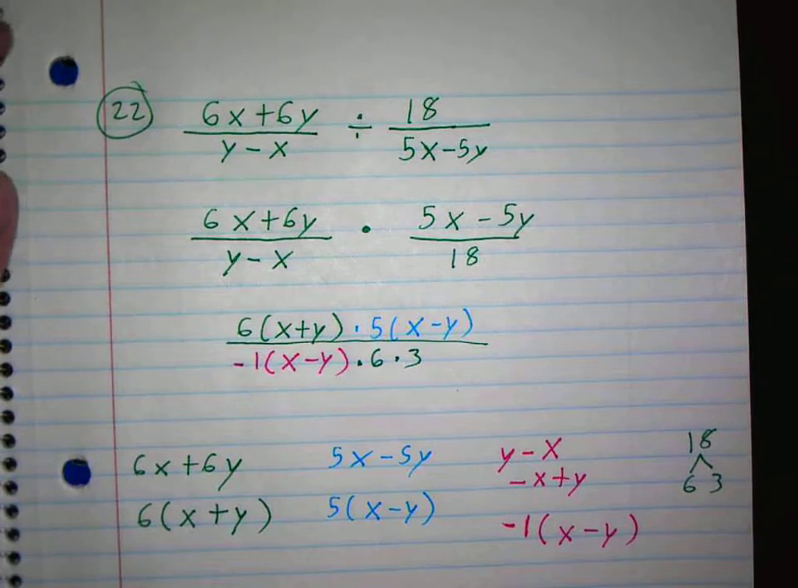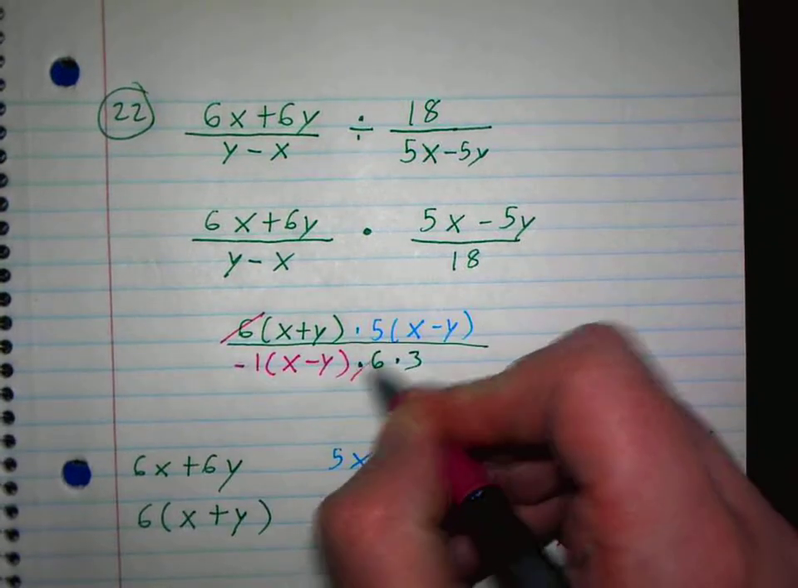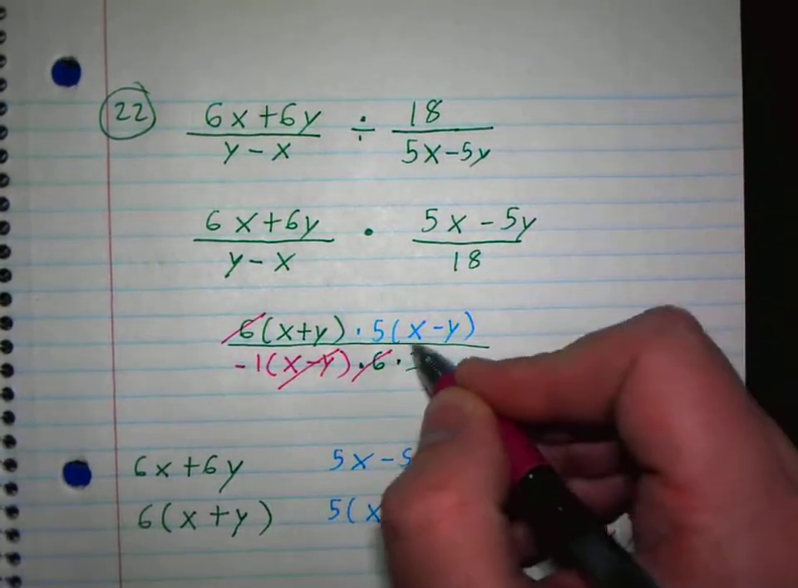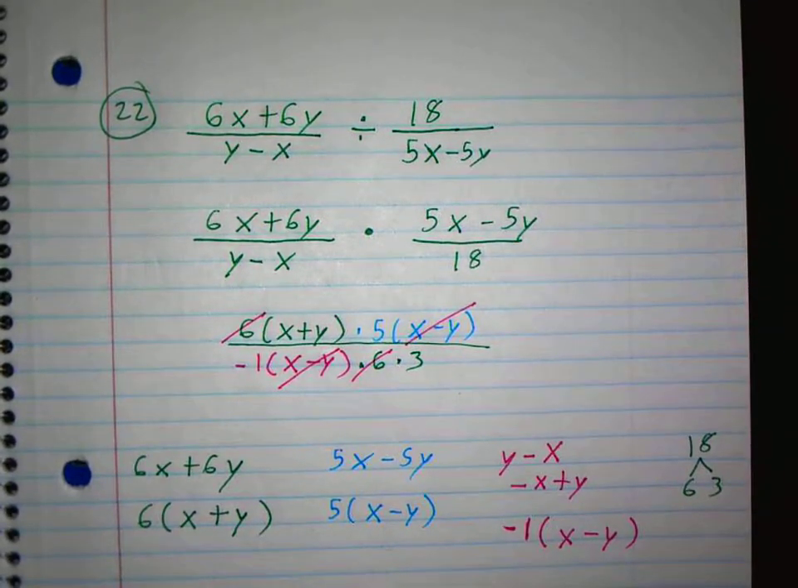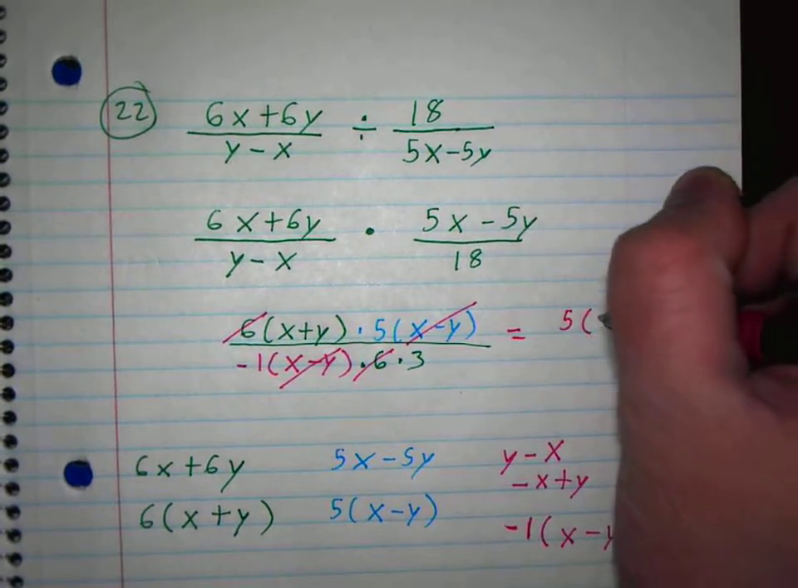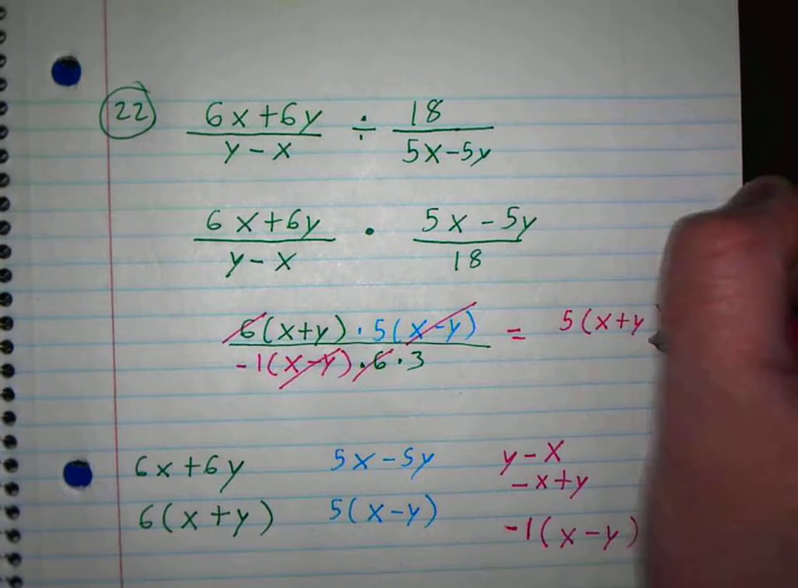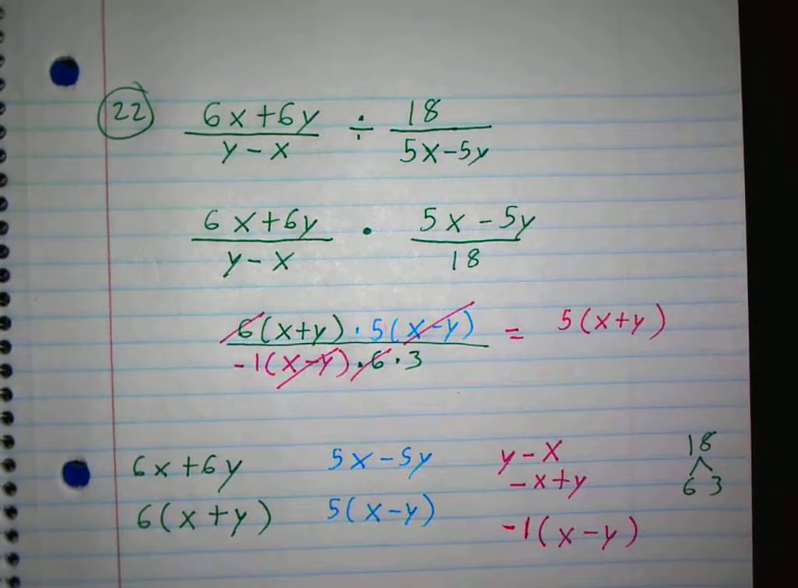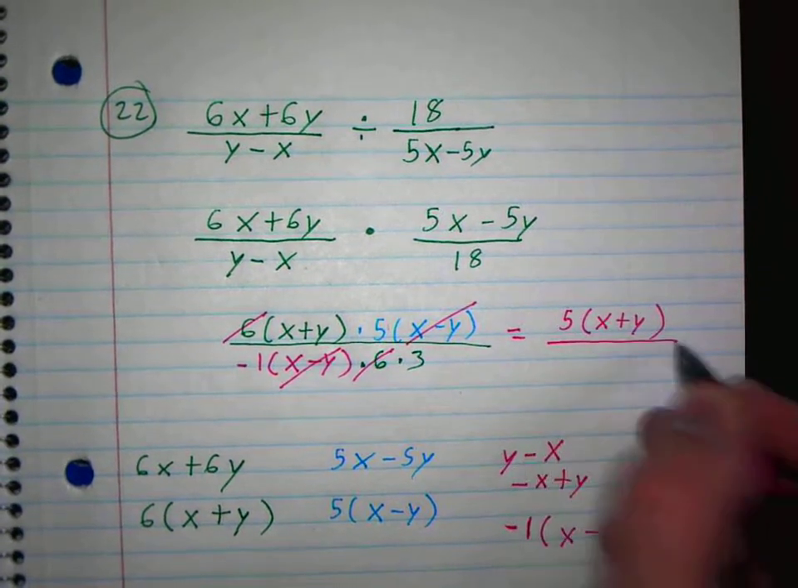Alright, so what divides out? The 6. The x minus y. Is that it? So I get 5 times x plus y. And I put the 5 in front. It just looks nicer. If you want to distribute the 5 back in and get 5x plus 5y, you could. I like to just keep it like this.